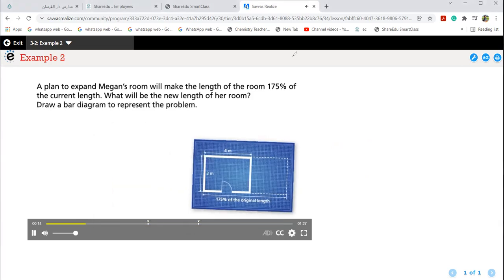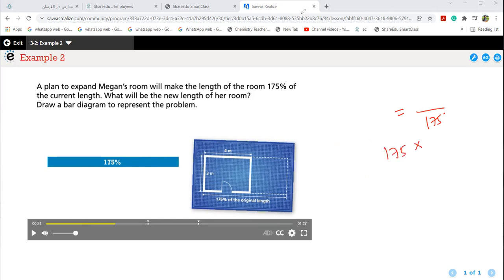To begin, draw a bar diagram to represent the problem. One bar represents the new length of the room, which is 175% of the original length. That means you need to multiply with 175. Because you remember how I said you need to multiply with the percentage. So you have to multiply with 175. This is the length we need to find, so let's call it n meters. The second bar represents the original length of the room, which is 4 meters.